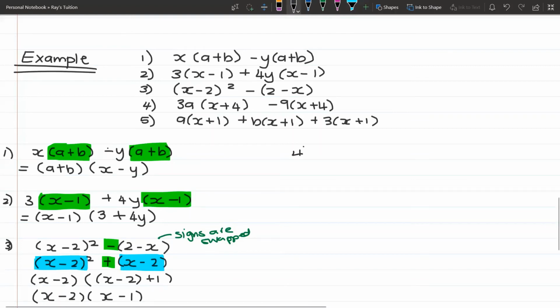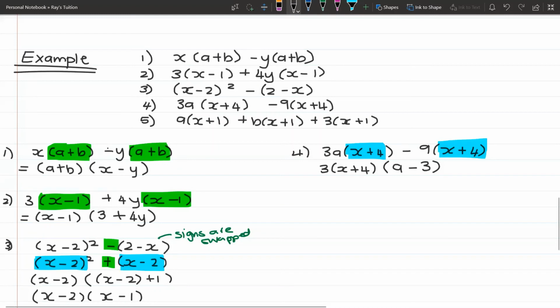The next one, we have 3a(x + 4) - 9(x + 4). Once again, you can see that the (x + 4) is common in both the terms, but not only that, we also have a common factor 3. So we're going to take out 3(x + 4) as a common factor. What is going to be left over here is a, and minus 9(x + 4) divided by 3(x + 4) is minus 3. And that is the most factorized form.